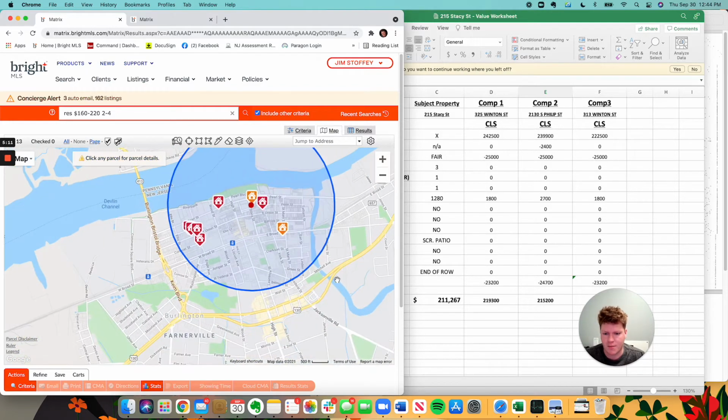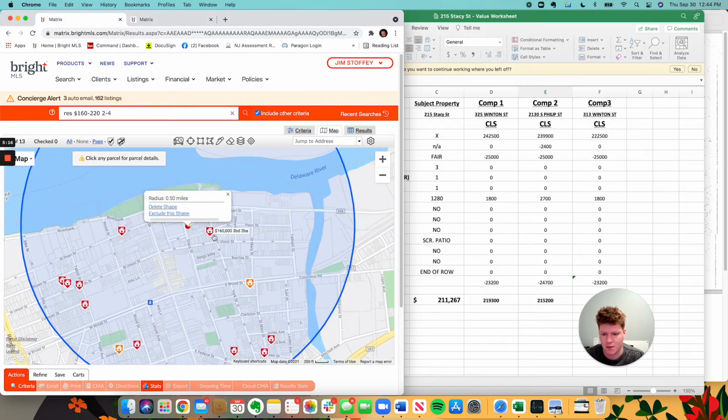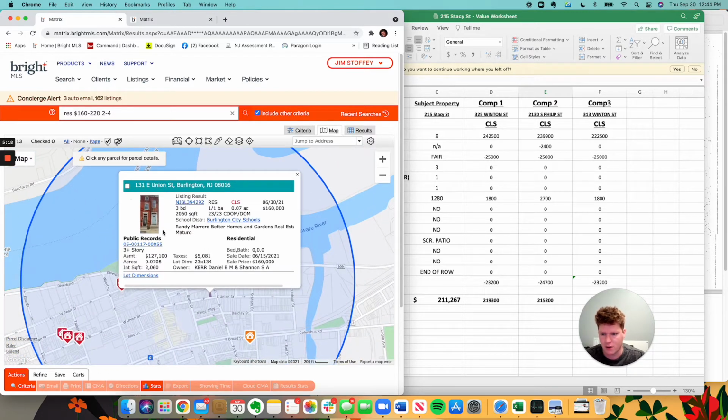And here we go. These are our comps. So this red dot here is ours. This is our subject property. That's the location of it. So now I'm just going to start to click on these and look for good comps.